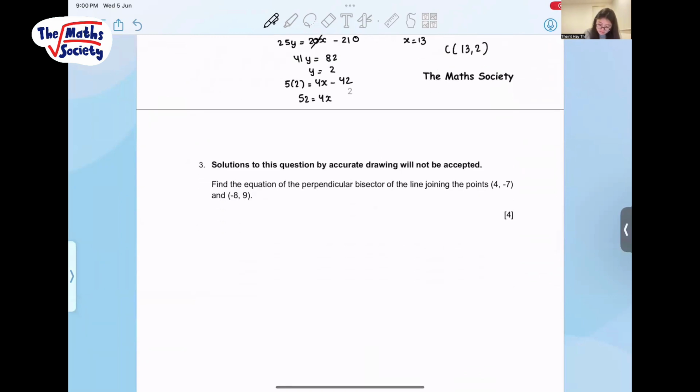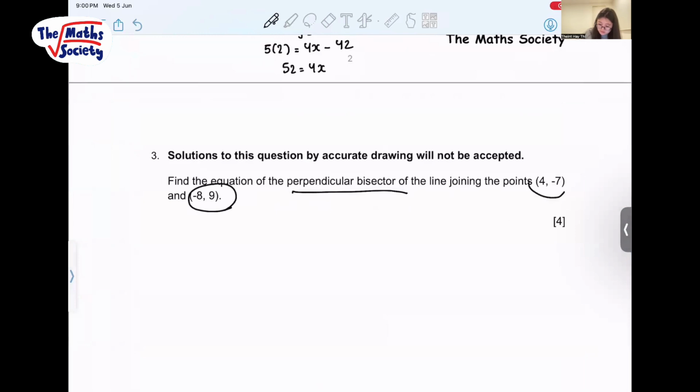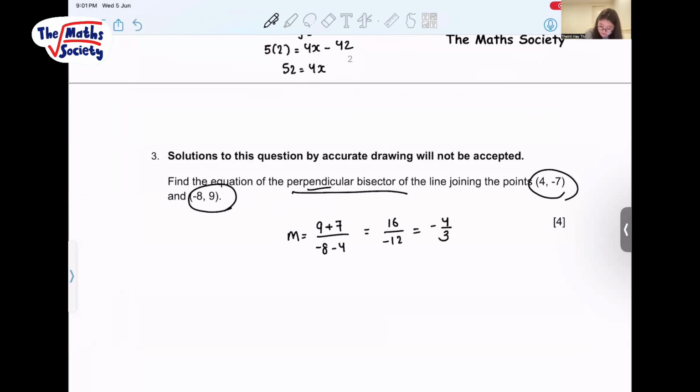So it says to find the perpendicular bisector again. And 2 points are given again, so we find the gradient first as always. We go y2 minus y1, but it's minus 7, so it's plus 9, by x2 minus x1, minus 4 minus 8. So 9 plus 7, 16, by minus 12. You have minus 4 by 3. Perpendicular, so just flip it again.